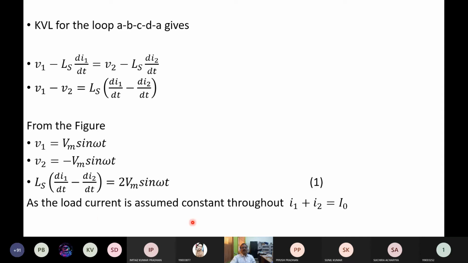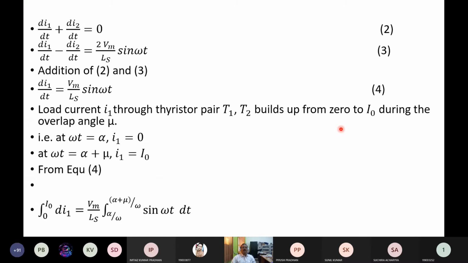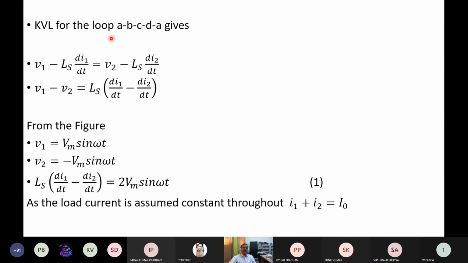As the load current is assumed constant throughout, I1 plus I2 is equal to I0. Okay. So di1 by dt plus di2 by dt is equal to 0. From here, di1 by dt minus di2 by dt is equal to 2 Vm by Ls sin omega t. And from here, di1 by dt plus di2 by dt is equal to 0.